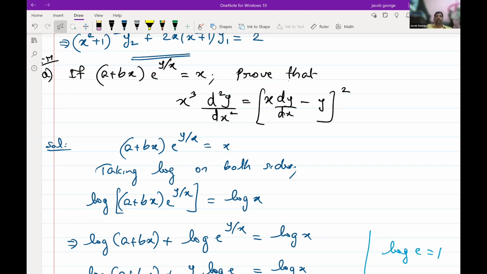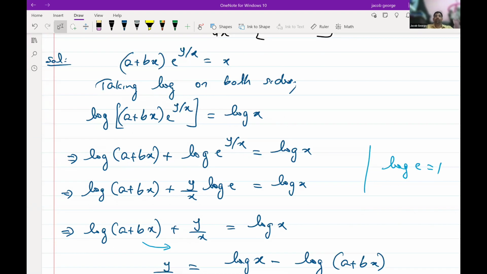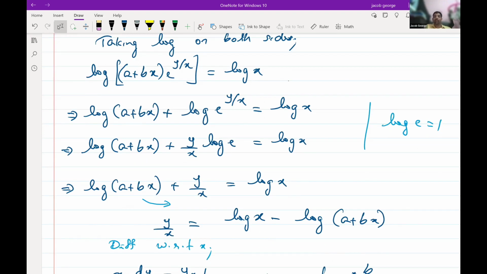First step, taking log on both sides. That is log of (a plus bx) into e raised to y by x equal to log x, because it is variable raised to variable form, and product, to break the product, we apply log. Then log of a into b is log a plus log b. So the left-hand side is log of (a plus bx) plus log of e raised to y by x. Second term is log a raised to r form, r log a, that is y by x log e. Log e is 1. Then I took that log of (a plus bx) to the right side. Y by x is log x minus log of (a plus bx).